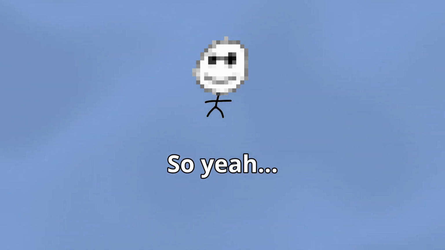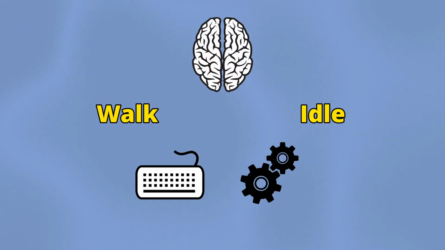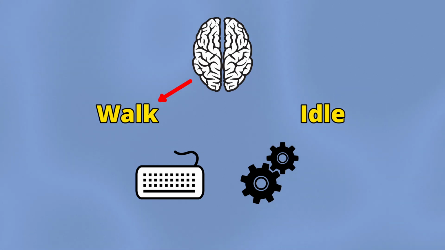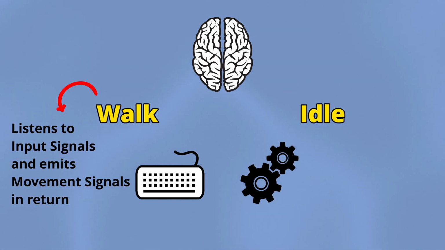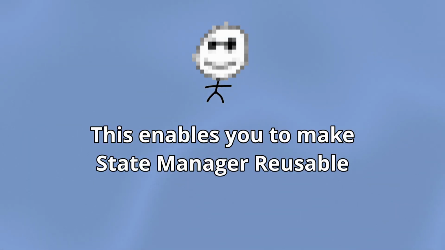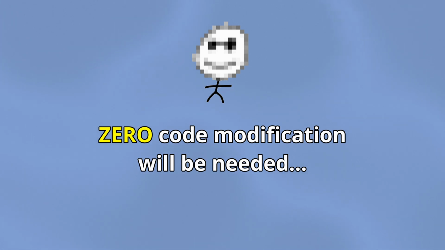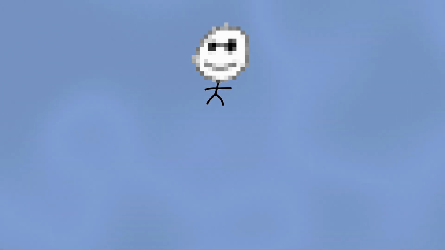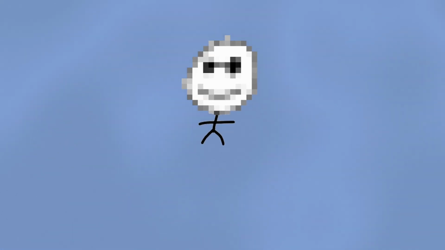Back to the example provided in the previous video. The input manager would emit appropriate signals if the input condition is met, and the idle state would listen to those signals and make the brain switch to walk state. The walk state listens to the same signals and emits movement signals in return. The mover module is listening to the movement signals, and when the walk state or any other state emits them, it will move the object. This way, the state manager is completely decoupled from the functional and conditional aspects of the behavior, maintaining reusability to its fullest.